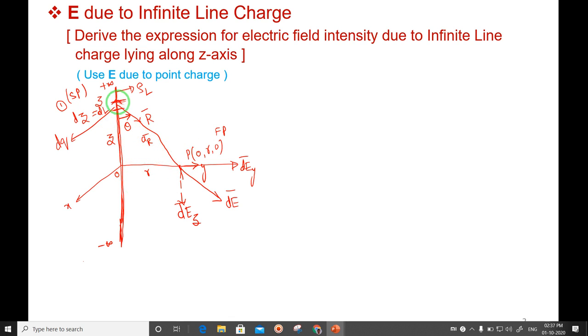Then I have considered one differential length at z. In the negative z-axis, because the line charge is varying from minus infinity to plus infinity, I will consider one more differential length of the line charge here. Let me call it the second differential length. This is the source point and this is the field point. I will join it from source point to field point.